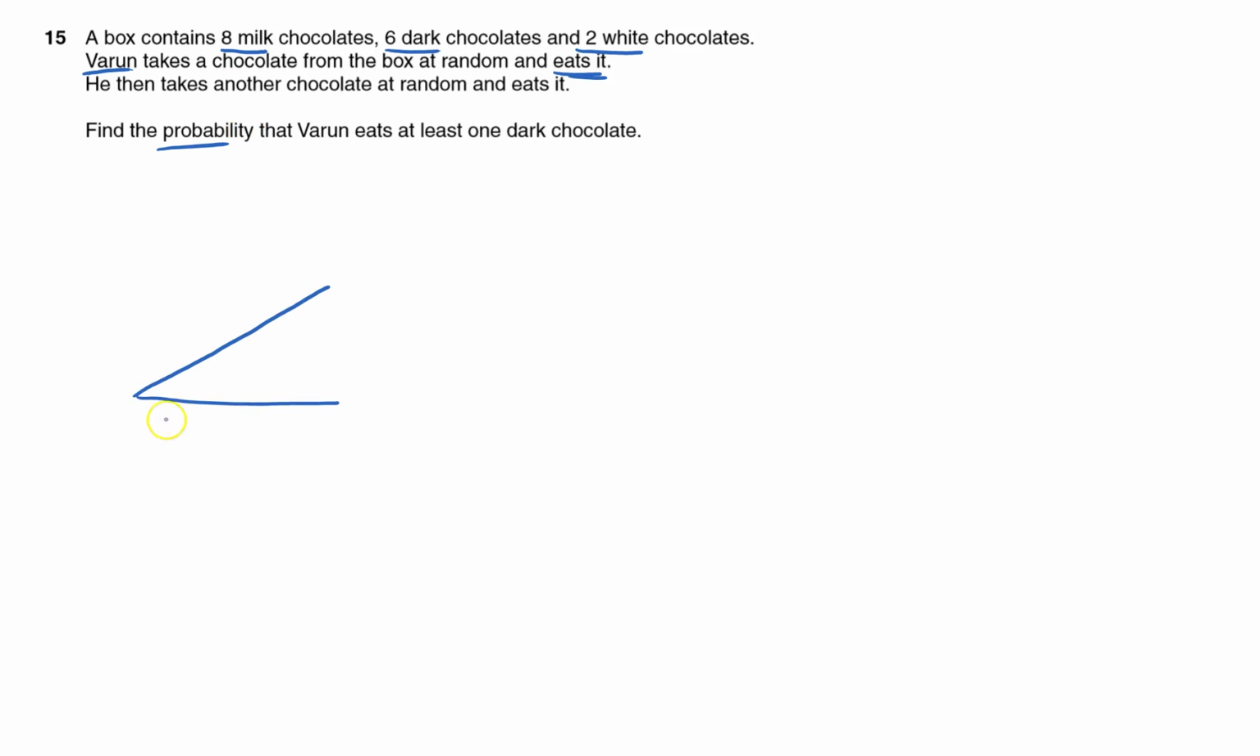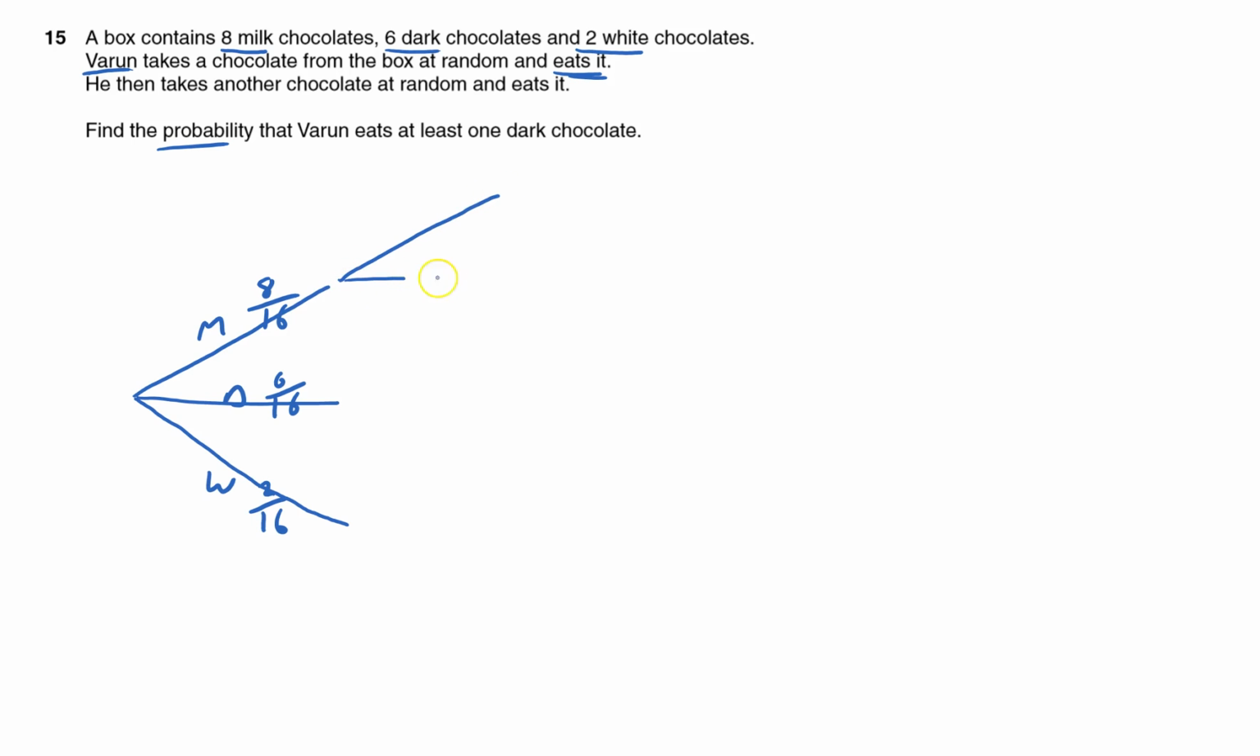It's not essential, but I always find it much easier. I like my ends finishing above each other, and that will be milk, dark, white, and that'll be the first chocolate. And so the probability of getting milk will be 8 out of 16. And this one will be 6 out of 16, and that one will be 2 out of 16. Don't want to cancel that. I know it's a half, but it's much harder to work out what comes next, because that's the first chocolate.